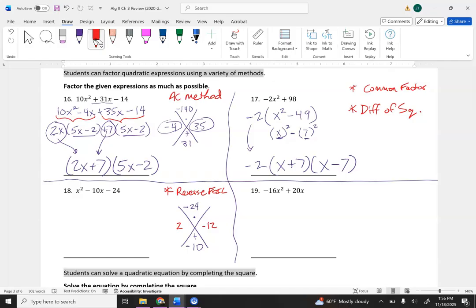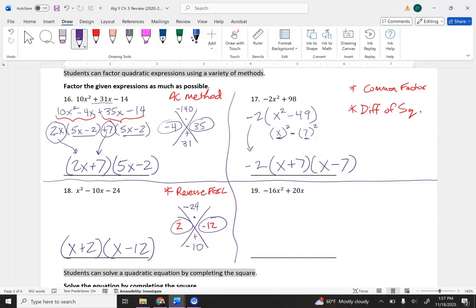Now, because you're doing reverse FOIL, as soon as you pick these two numbers, you're basically done, because those are the two numbers that you write into your parentheses as you factor it. You don't have to do anything else. If it's positive 2 and negative 12, you just do x plus 2, x minus 12, and that's it. All right, one more in this section of factoring.